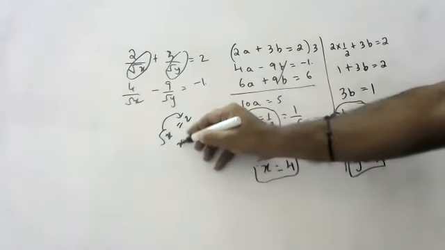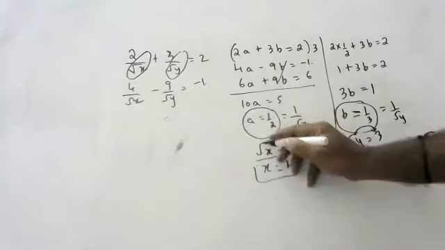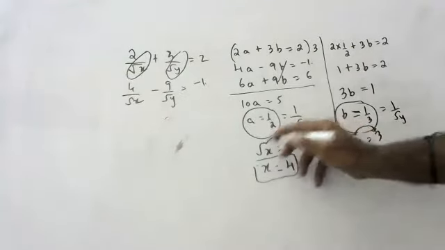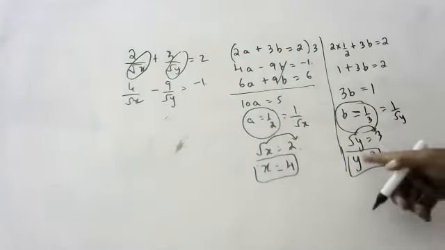Here they will put root x is equal to root 2, and they will write that. Don't make that mistake, children. If the root comes here, it will become a square. If the root comes here, it will become a square. So the answer is 4 and the answer is 9.